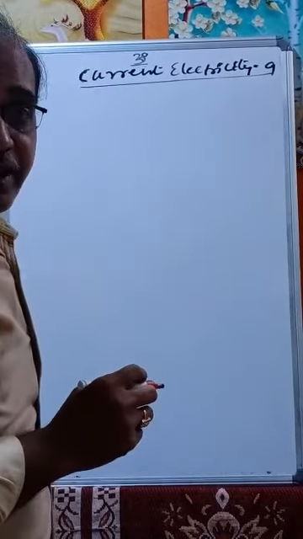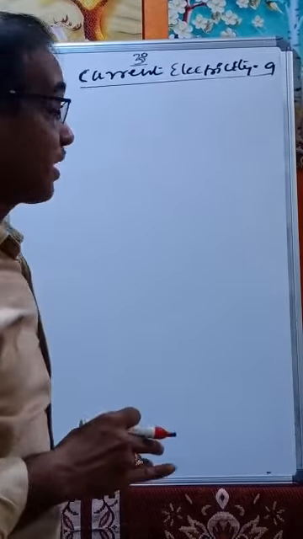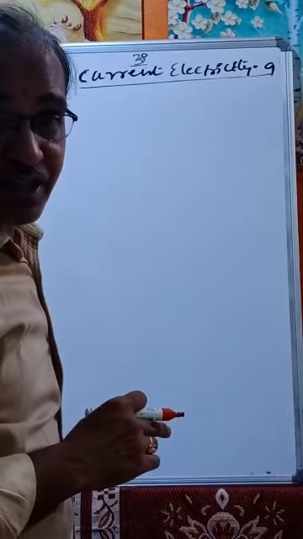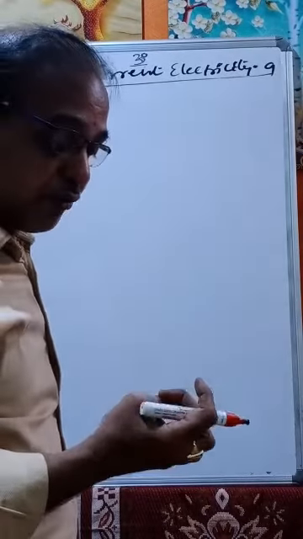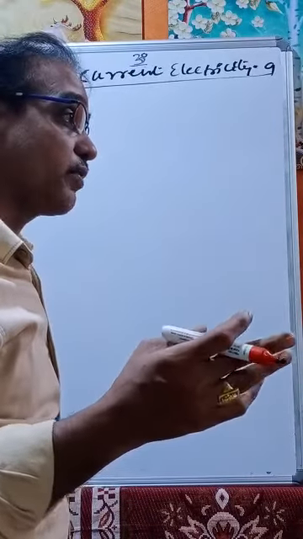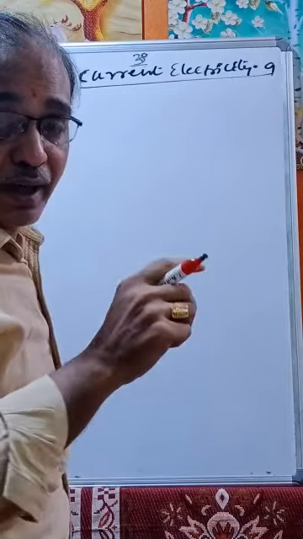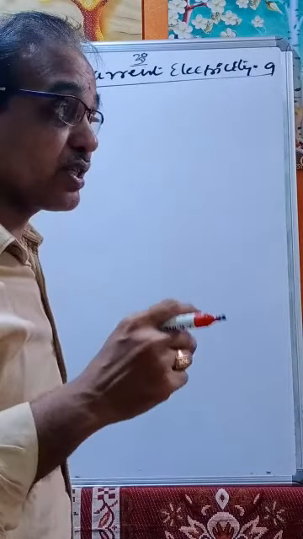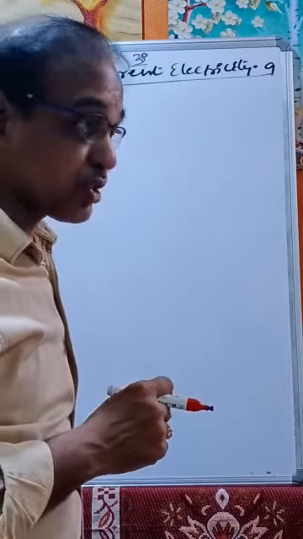Now, yesterday in the previous lecture 8, I discussed the resistances and combination of resistances. I have also given you some examples across the diameter. Now, let us see one or two more examples.